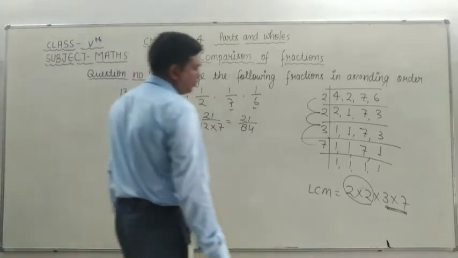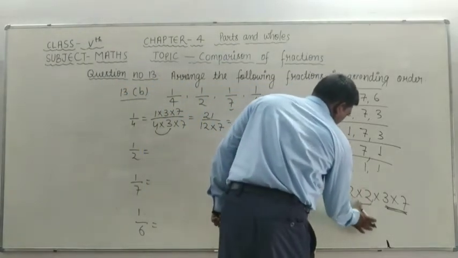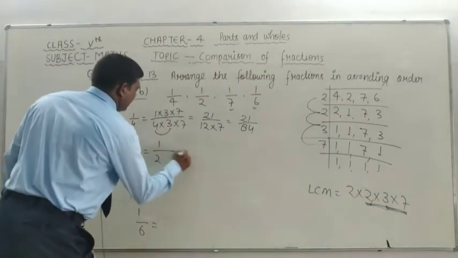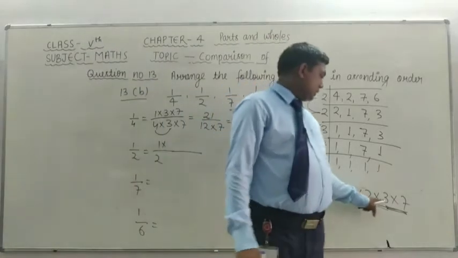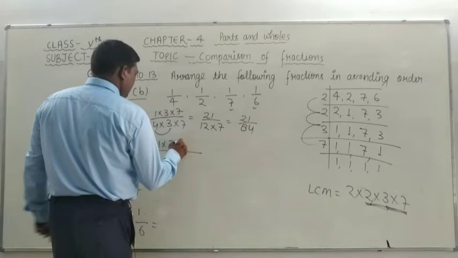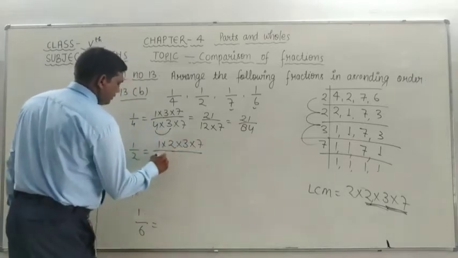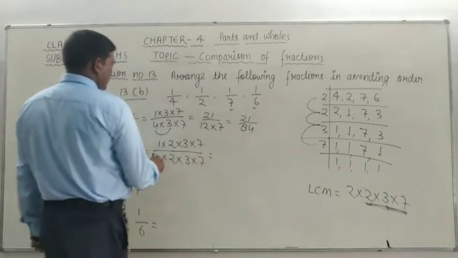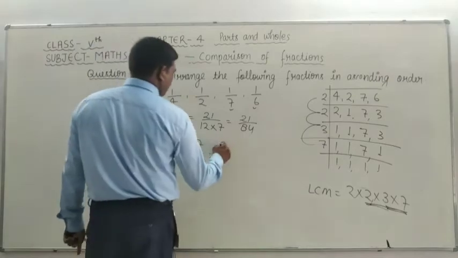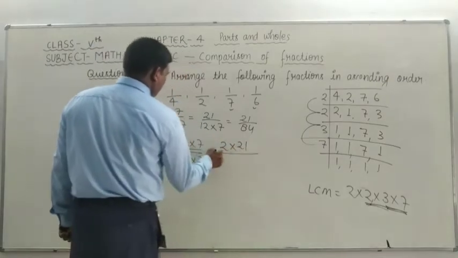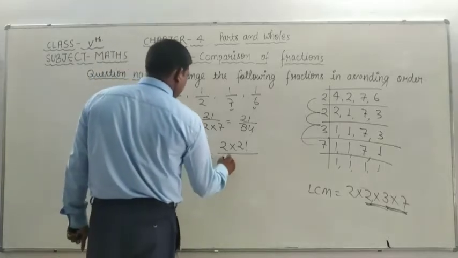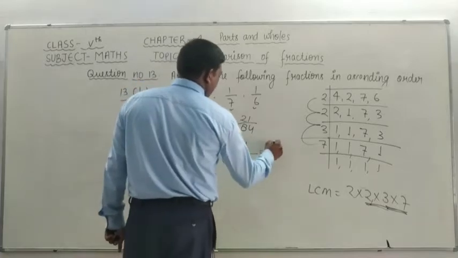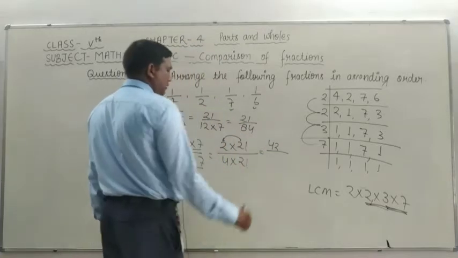Here given 2 only, therefore we have to take the multiplication of 2 by 3 by 7 in numerator and denominator. After multiplying these, we get 2 times 1 is 2, 3 times 7 is 21. 2 into 21 over 2 times 2 is 4, 3 times 7 is 21. Again multiplying these, we get 21 times 2 is 42 over 21 times 4 is 84.